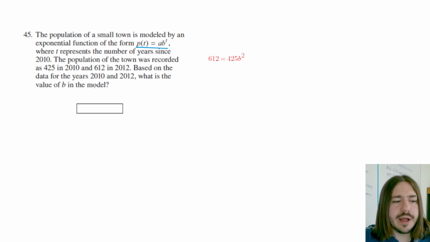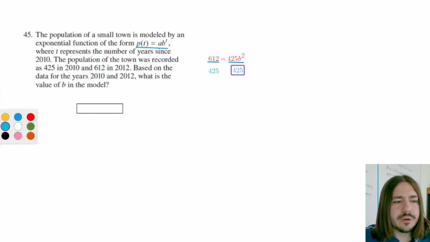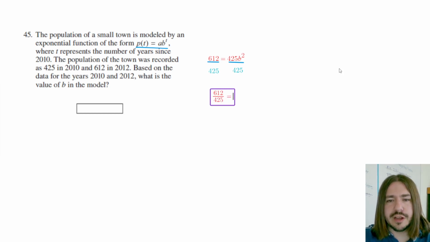We'll start it off by dividing both sides by 425. I'm just going to draw some fraction bars here, and we're going to divide both sides by 425, and we're doing that to try to isolate b. That is what we're actually trying to get here. So we've got 612 over 425 equals b squared. I'm going to see if that works out.